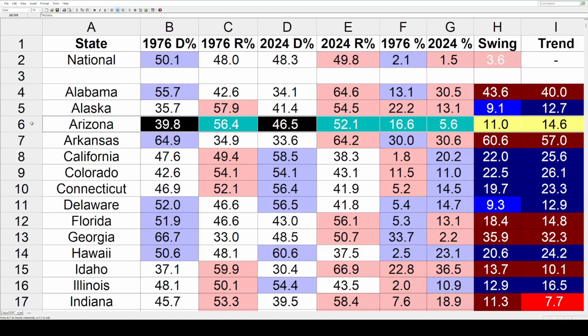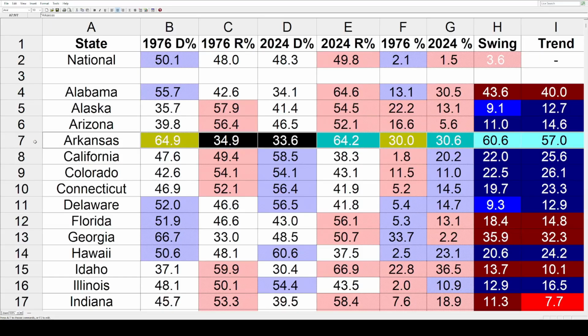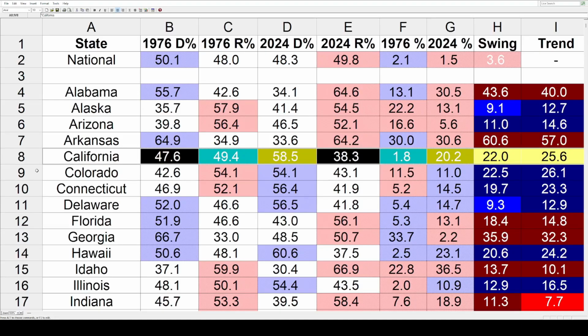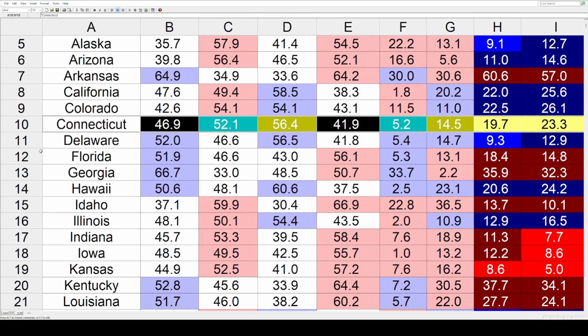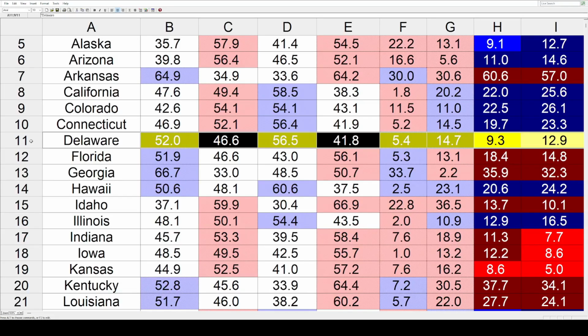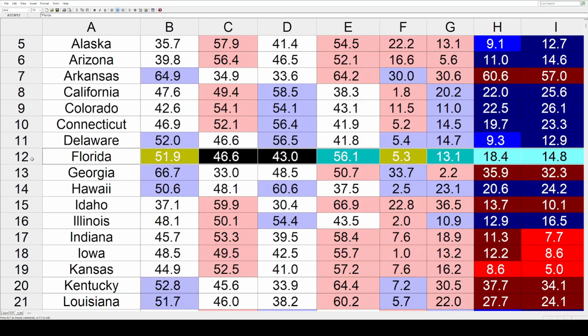Arizona also had a blue trend of 14.6. Arkansas had the biggest trend out of every state. That's 57% toward the Republicans. Now we've got some significant blue trends. California, 25.6. Colorado, 26.1. Connecticut, 23.3. And Delaware, 12.9. In Florida, they trended redder at 14.8.